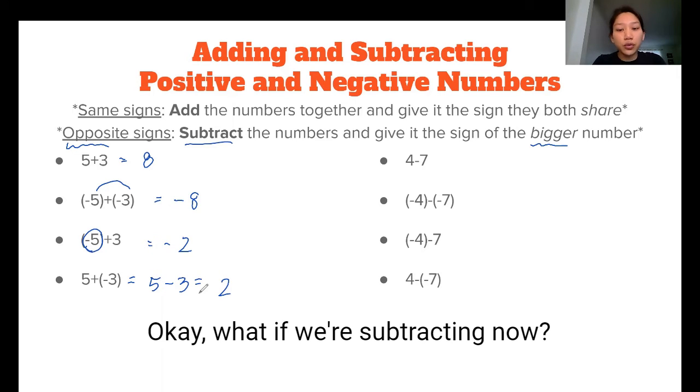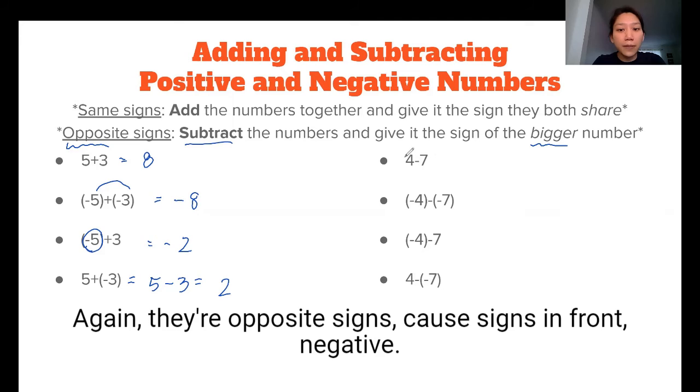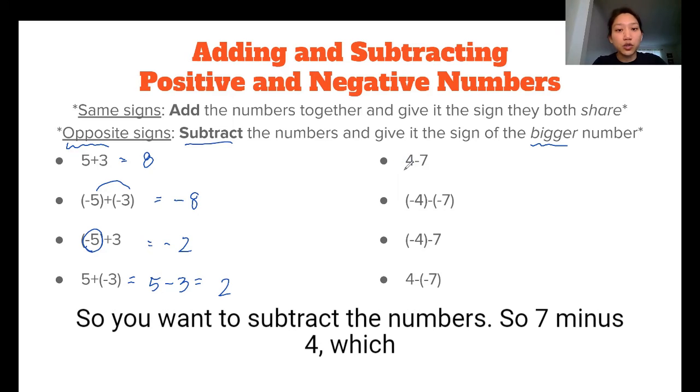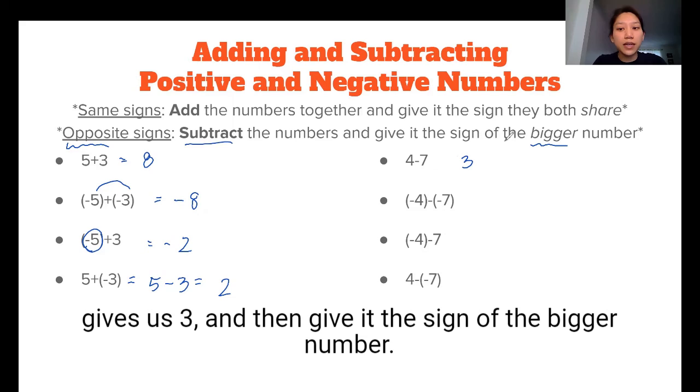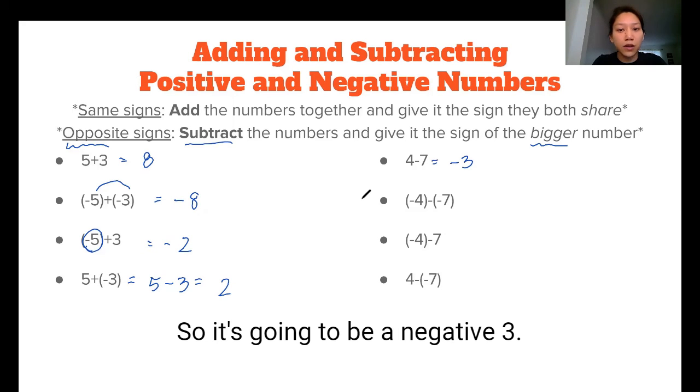Okay, what if we're subtracting now? For example, we have 4 minus 7. Again, they're opposite signs because the signs in front are a positive and a negative. So you want to subtract the numbers, so 7 minus 4, which gives us 3, and then give it the sign of the bigger number. The 7 is bigger and it's negative, so it's going to be a negative 3.